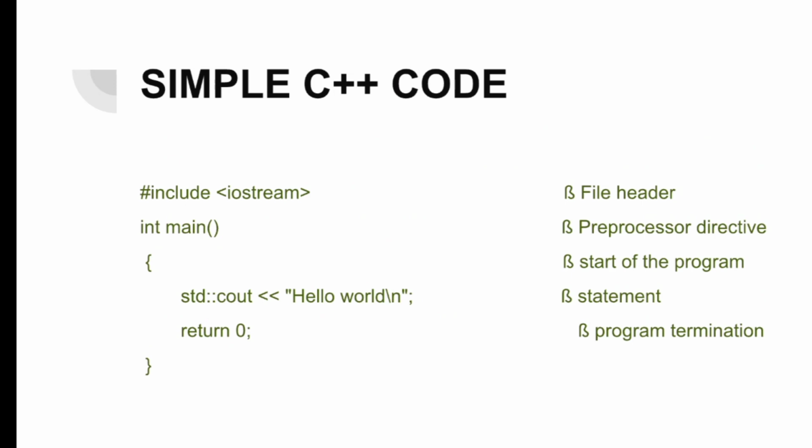There are two types of header files, the files that the programmer writes and the files that come with our compiler. And next, preprocessor directive, start of the program and program termination. In between start of the program and program termination there is a statement.